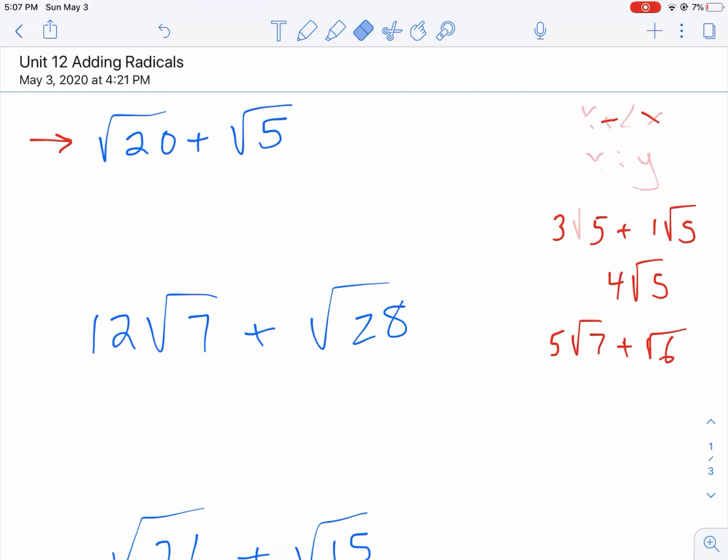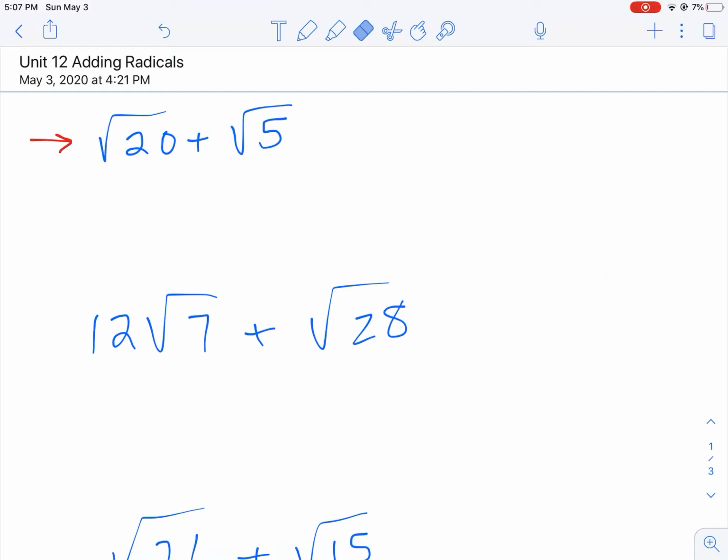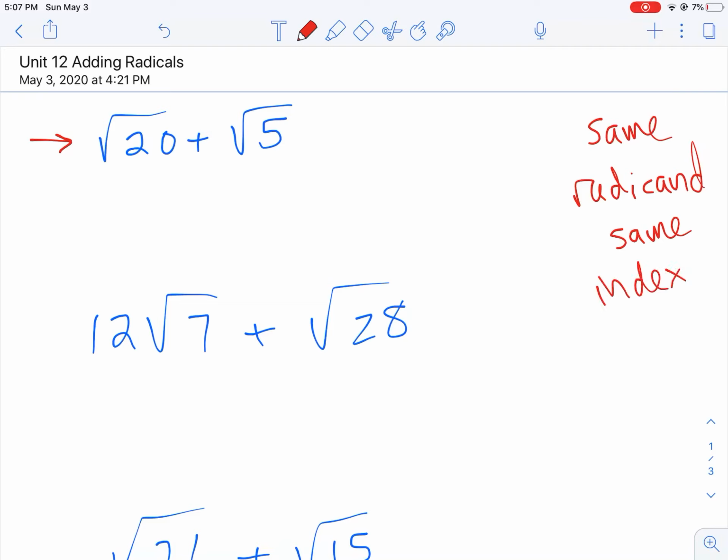So when you get something like this, you can't immediately say it cannot be simplified. First, you have to simplify each individual radical to see if maybe you can get the same radicand. You can only add when you have the same radicand and the same, think about it, what else? The same index.